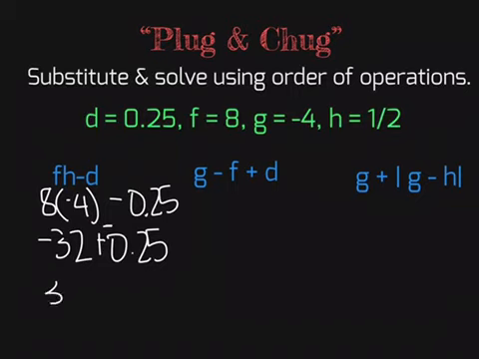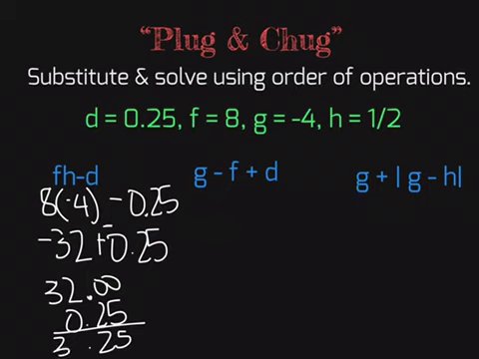So 32 plus 0.25, you always line up your decimals. You can add zeros in if you want, but that is equal to 32.25. That's my answer, adding them up. I add them and keep the sign. So 32.25 with a negative sign.